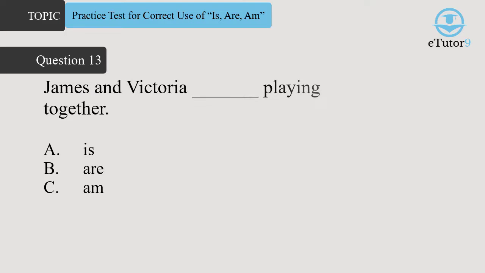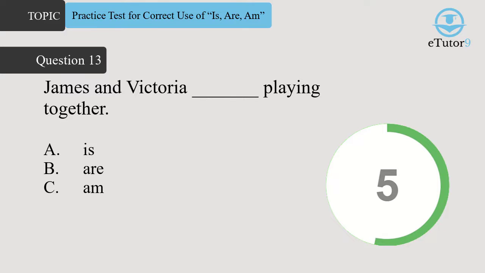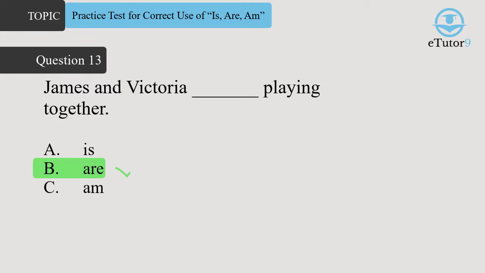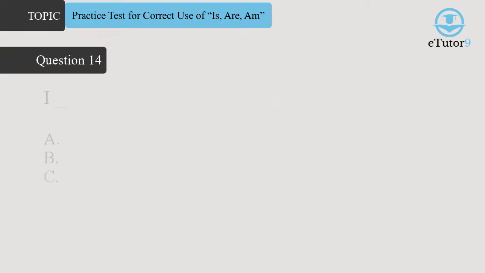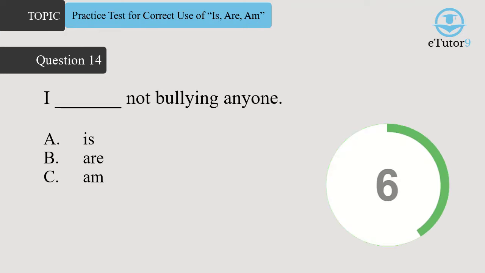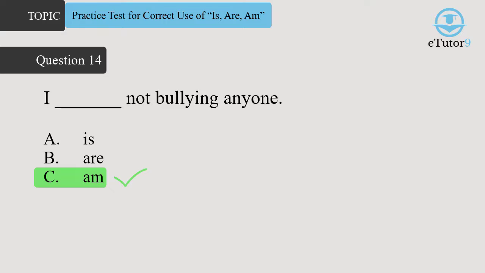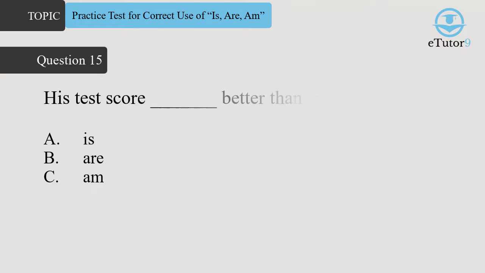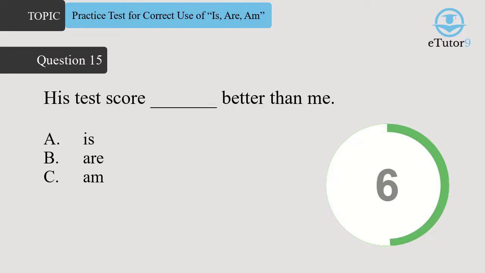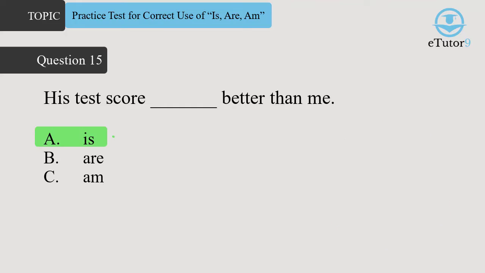Question 13. James and Victoria dash playing together. Answer is B. Are. Question 14. I dash not bullying anyone. Answer is C. Am. Question 15. His test scored dash better than me. Answer is A. Is.